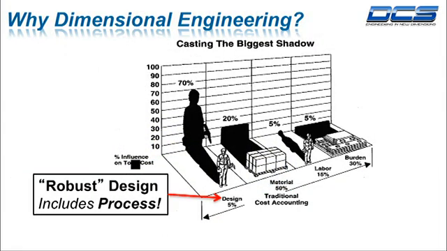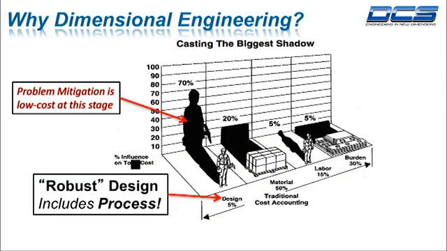If we look at why we do this, it really is quite simple. If you look at dimensional engineering from the standpoint of the overall engineering process, typical cost accounting says that about 5% of the cost of a product is attributable to the design process, and then 50% to materials, 15% to labor, and about 30% to plant burden.